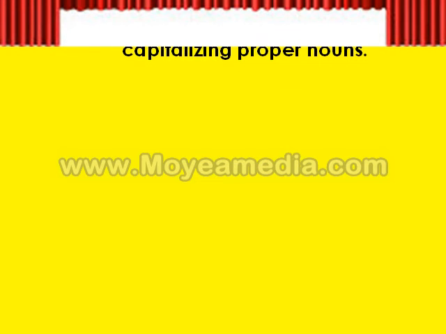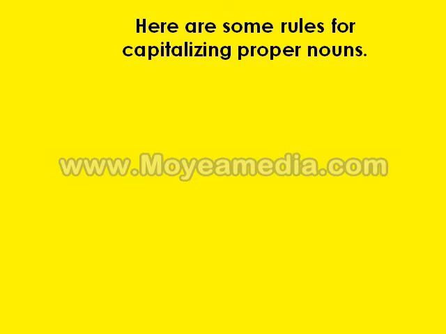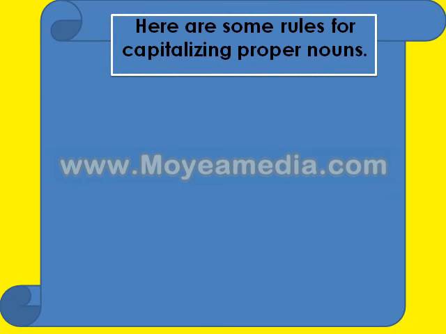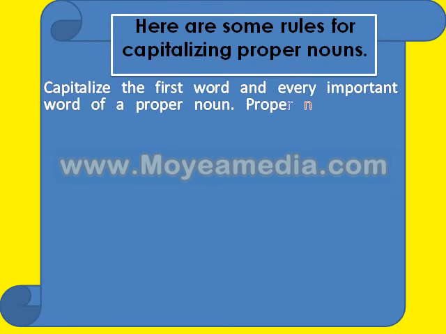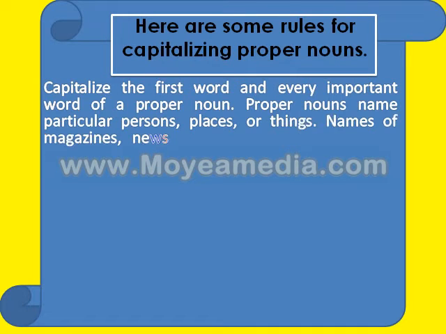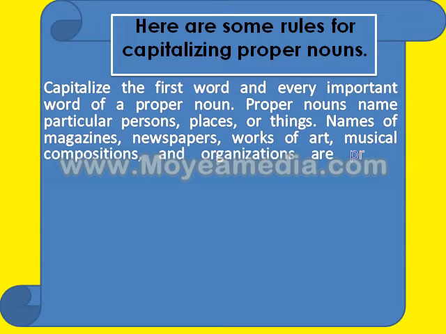So now let's have some rules for capitalizing proper nouns. The rule says, capitalize the first word and every important word of a proper noun. Proper nouns name particular persons, places, or things. Names of magazines, newspapers, works of art, musical compositions, and organizations are proper nouns. Remember, particular means specific or exact.